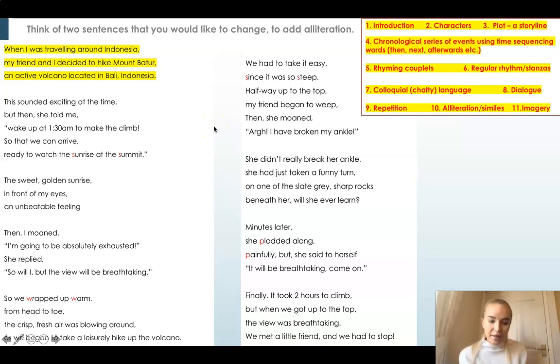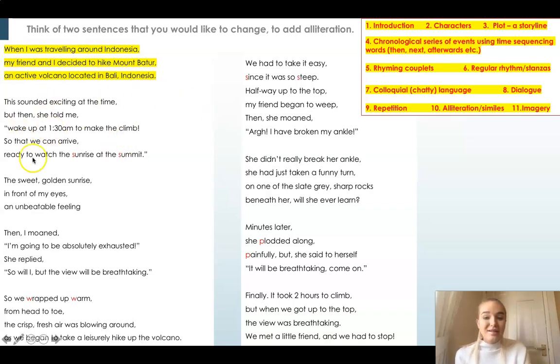What I would like you to do is think of 2 or 3 lines of your poem that you think would be easy to change to add alliteration. Here's a little tip. I would probably choose some lines that might be close together, but also include some lines that don't have any of our other features in.